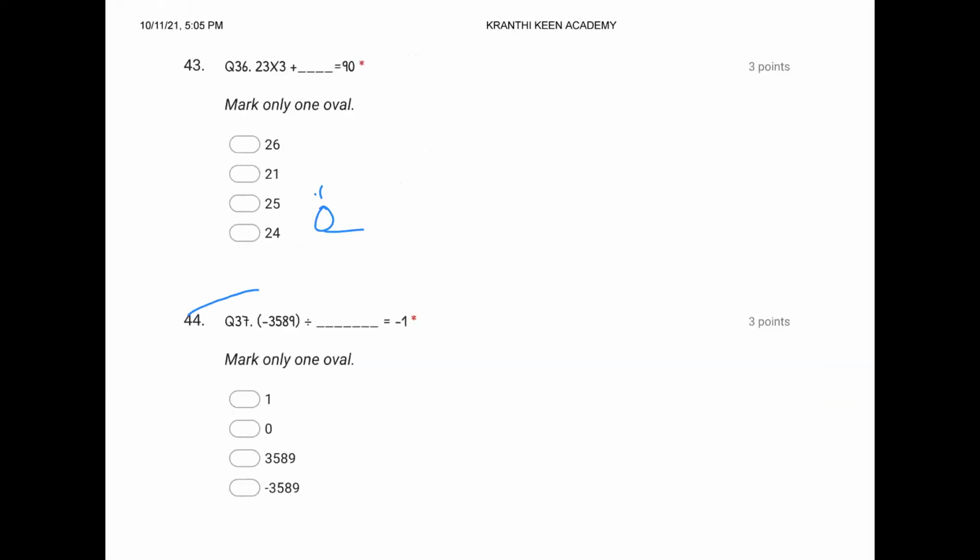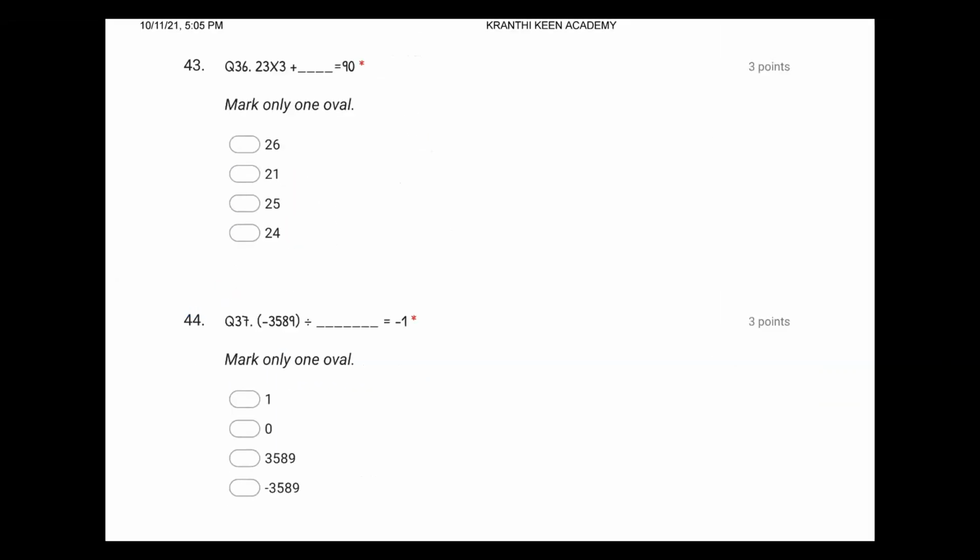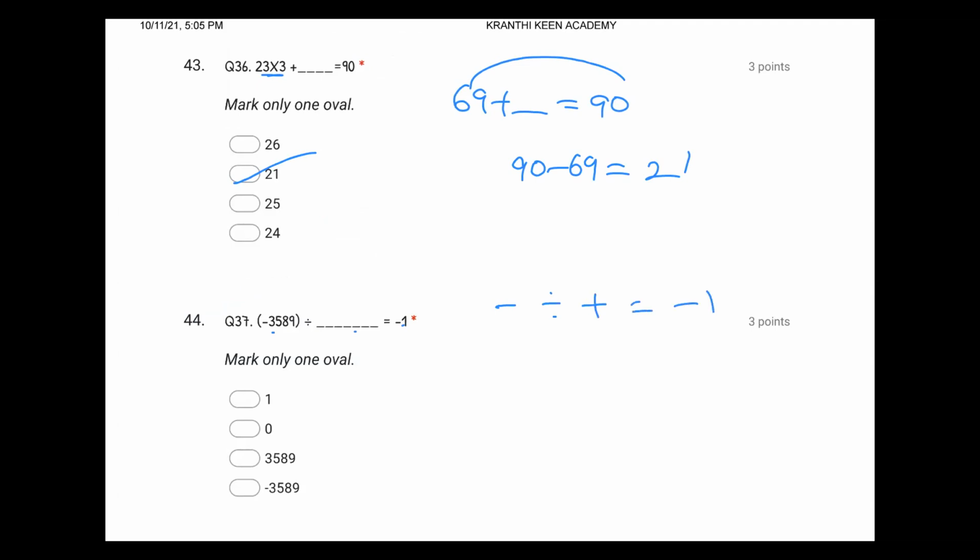Next question, what is the missing number? 69 plus dash equals 90. If you convert this, you will get 90 minus 69, 21 is the answer. Here minus dash divided by, you will get minus. Minus divided by plus, you will get plus. Means 1 is the answer, and 3589 is the answer.